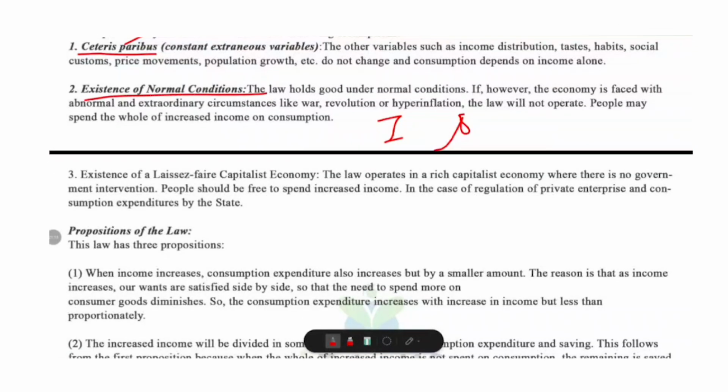What is the next assumption? Existence of normal conditions. That means Keynes law works only under normal economic situations. If the economy faces abnormal conditions like war, revolution, depression or hyperinflation, then this law may not hold. For example, during a war or inflation, people may spend all their extra income on essential goods because of scarcity or fear of rising prices. So there will not be any savings. So Keynes said his law is valid only under normal, peaceful and stable conditions.